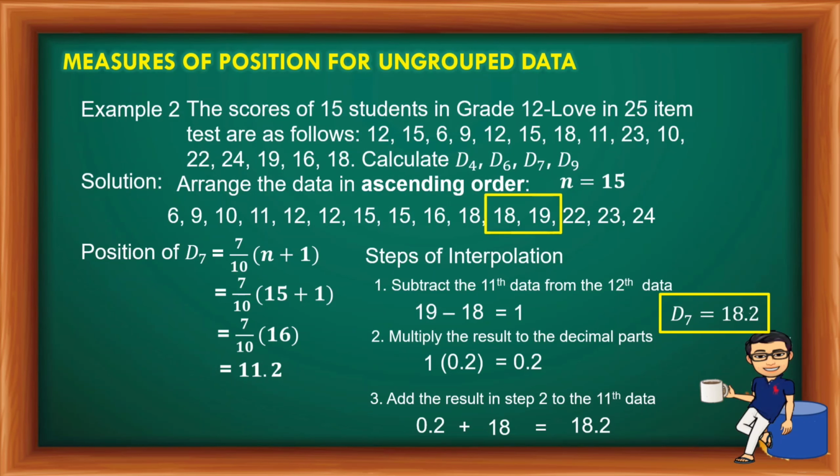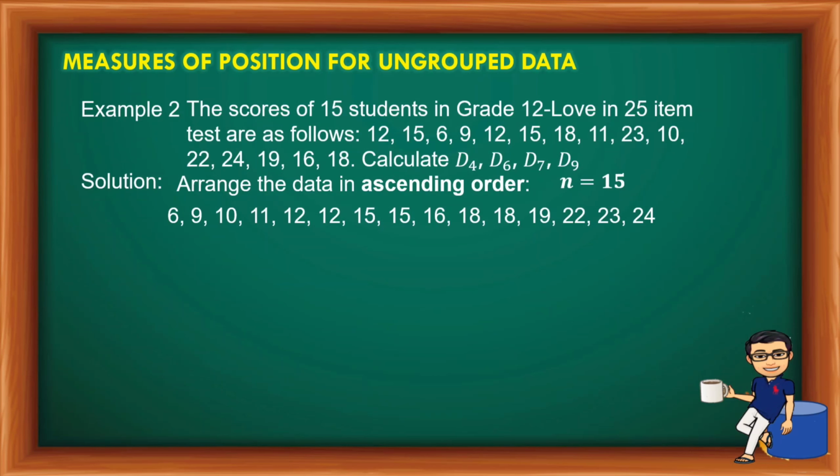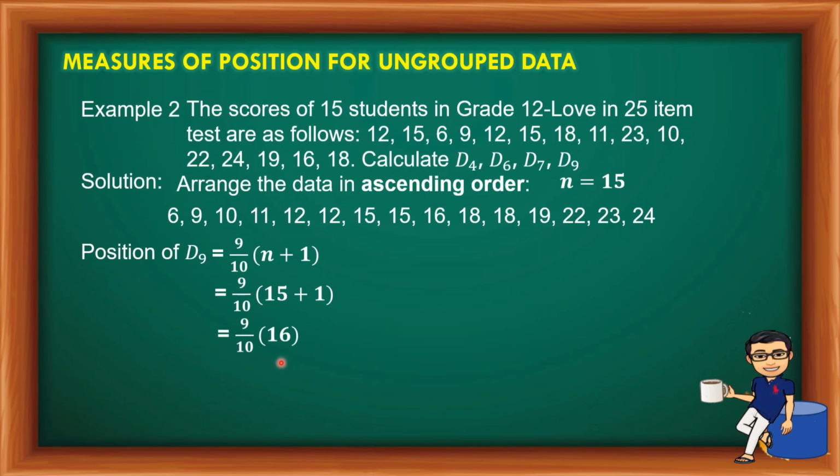Let's have another example. How about if we will be looking for the decile 9? So what is the position of decile 9? So obviously that will be equal to 9 over 10 since we're looking for 9 position. So n is 15, so we substitute that. So we have this 15 plus 1, that will be 16. So times 9 divide 10, that will be equal to 14 and 4 tenths. So 16 times 9 is 144. When you divide that by 10, that will be 14 and 4 tenths. Hence, the position of decile 9 is between 14 and 15 data.